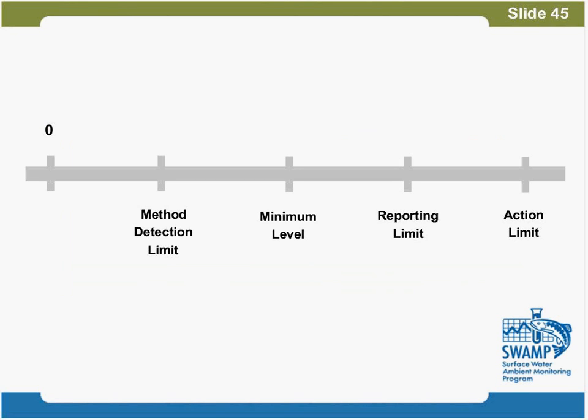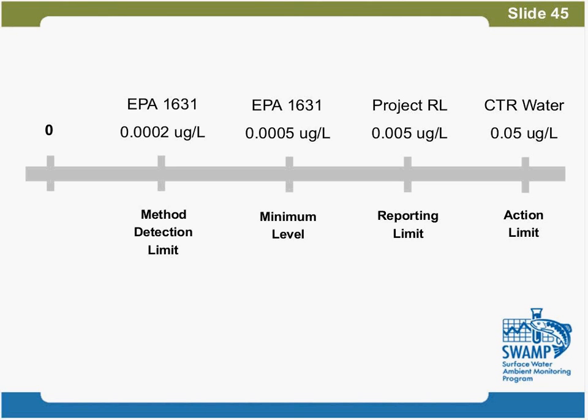And there's the concentration line that I showed you before, with 0 on the left and going up in concentration to the right. And so we determined our action limit, which we're going to use as the California Toxics Rule, total mercury in water at 0.05 micrograms per liter. And we've set our project reporting limit at 10 times below that. Again, that's just what we're doing for this project.